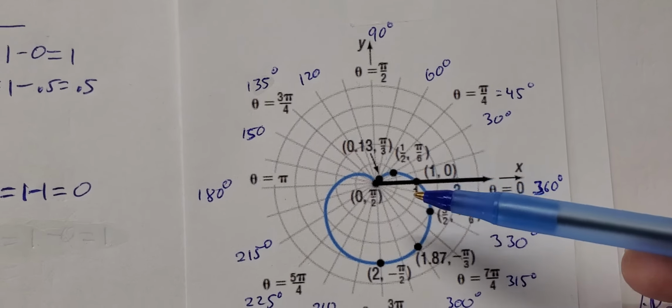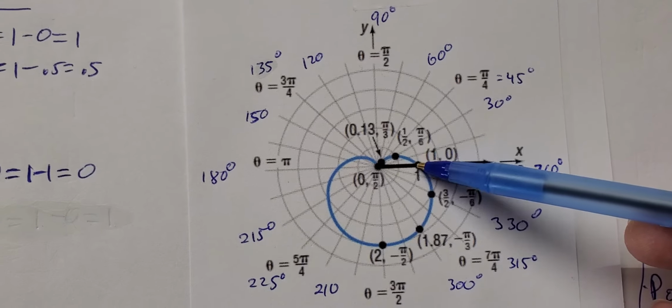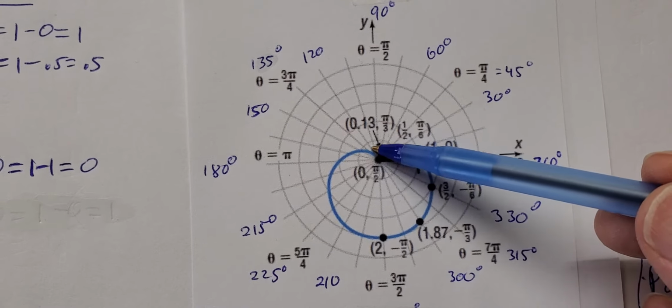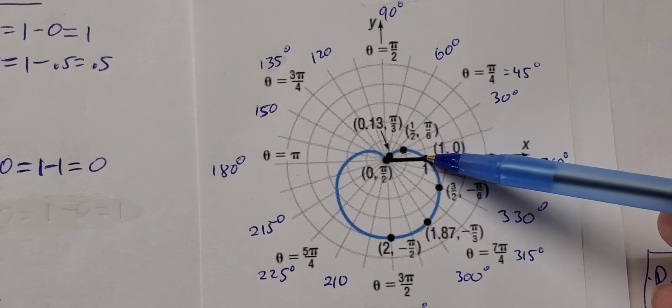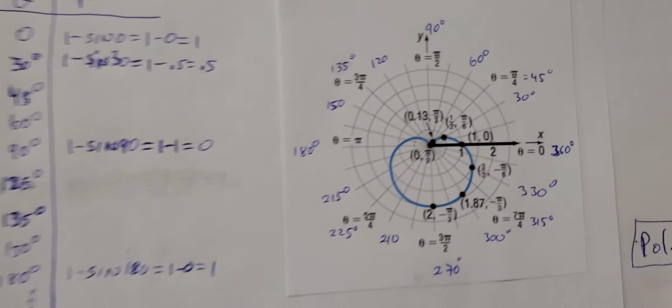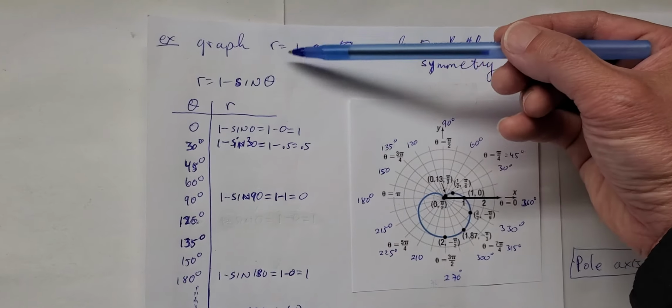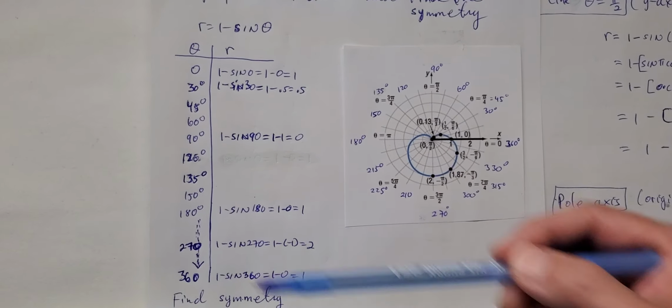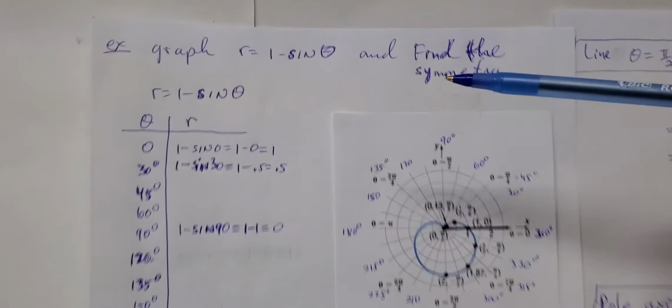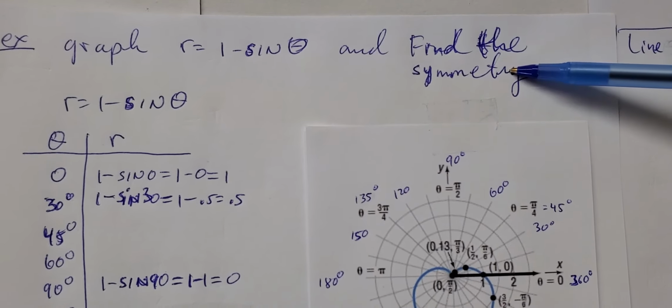So what the graph does is it starts here, and it continues all the way around, and then it goes back to 1, 0. Okay, so that's the graph of this polar equation. Make sure you do the XY chart. Okay, now once we do that, we have to find the symmetry.